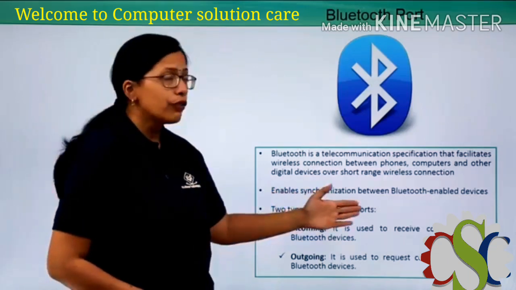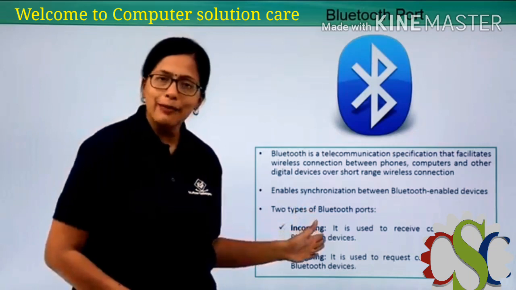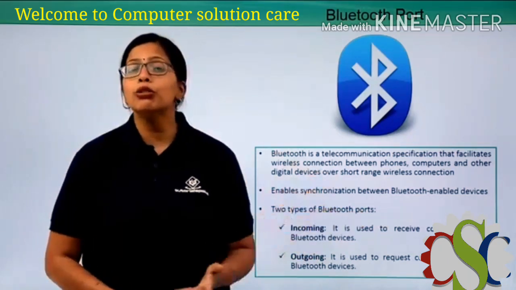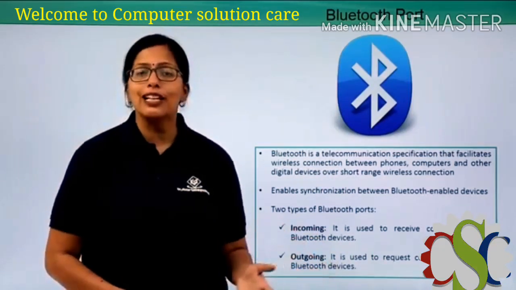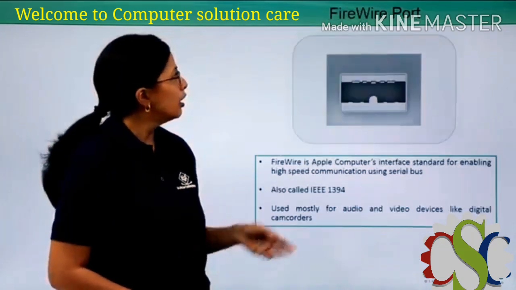There are two types of Bluetooth ports, incoming and outgoing. Incoming, as the name suggests, is used to receive connection from other Bluetooth enabled devices, and the outgoing is used to request connection to other Bluetooth enabled devices.